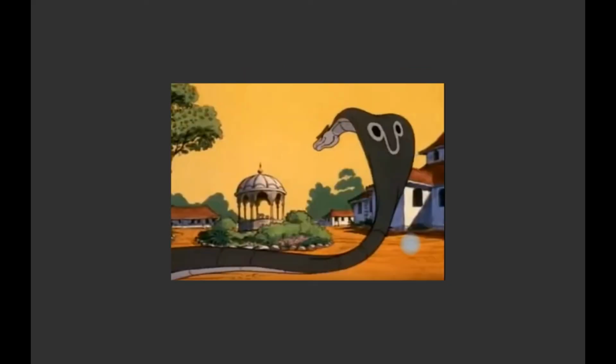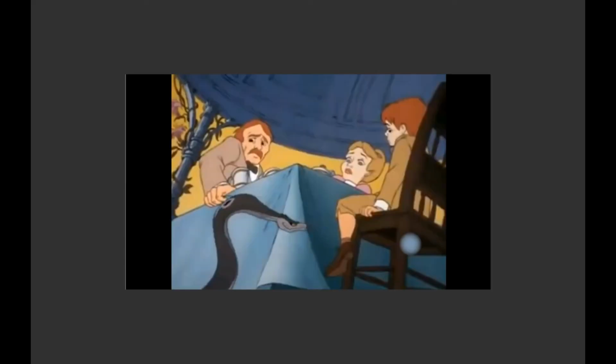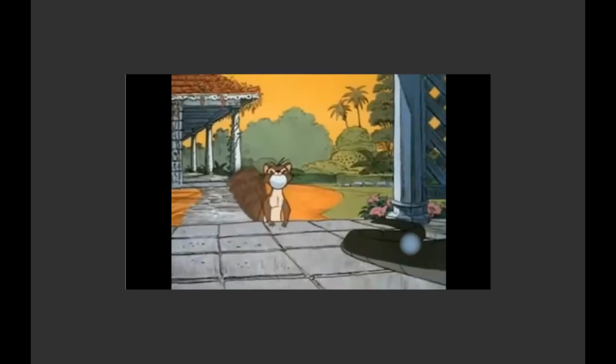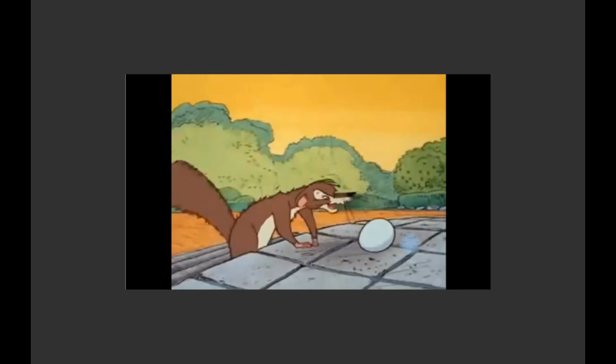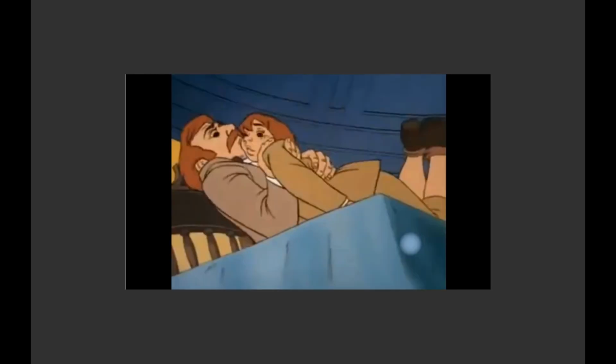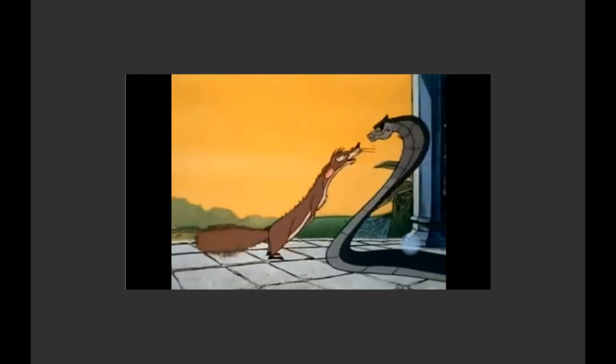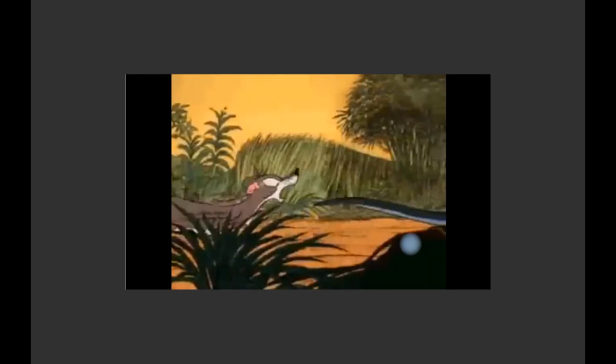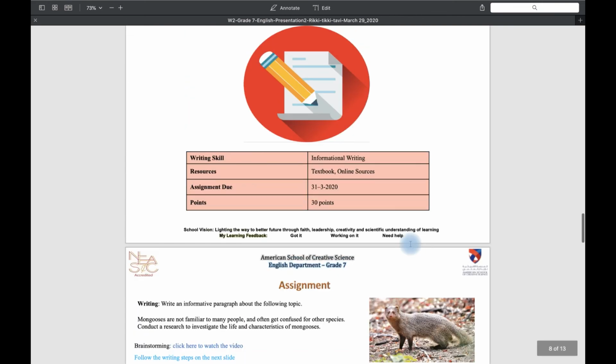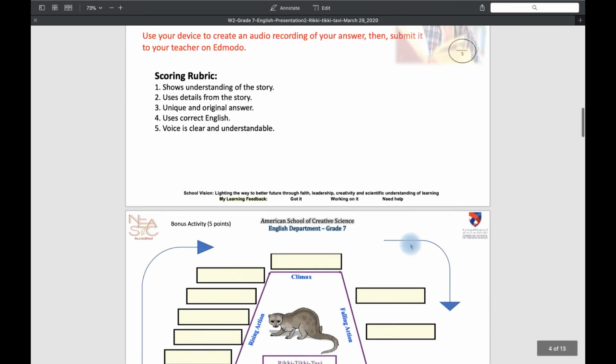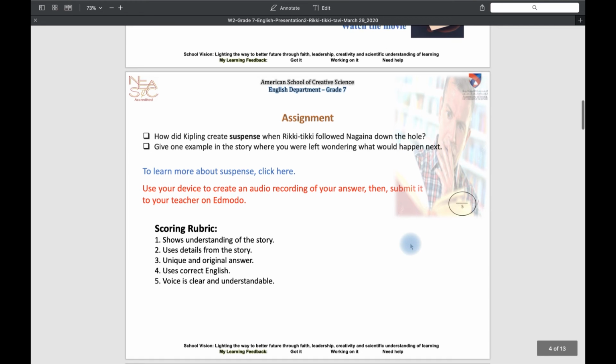That brings us to the final battle. Here Nagaina decides to take revenge for her husband by biting Teddy in his leg. And here comes the mongoose Rikki-Tikki for the rescue of the family. Well, this scene is full of suspense. And that will take us to the second assignment, the reading literature assignment, which says, how did Kipling create suspense when Rikki-Tikki followed Nagaina down the hole?